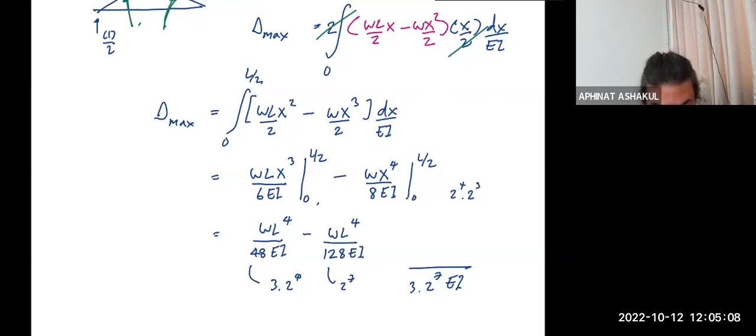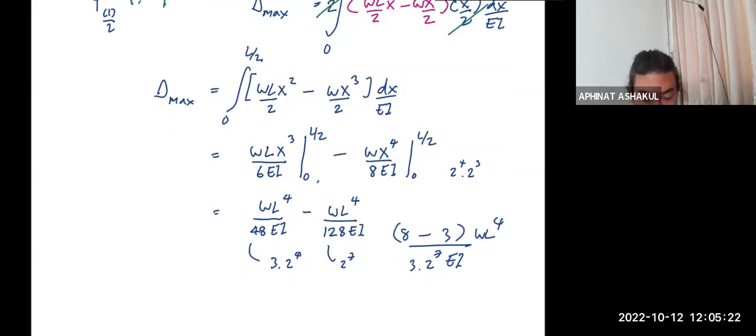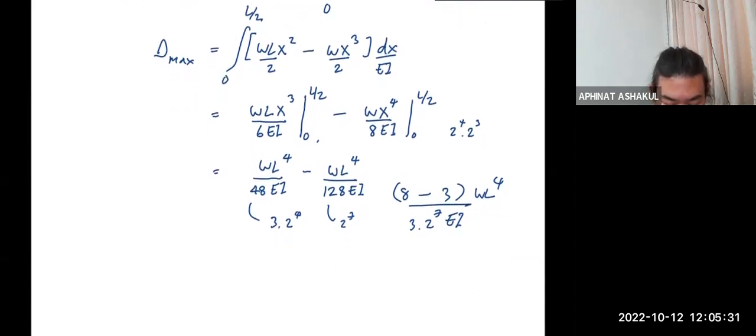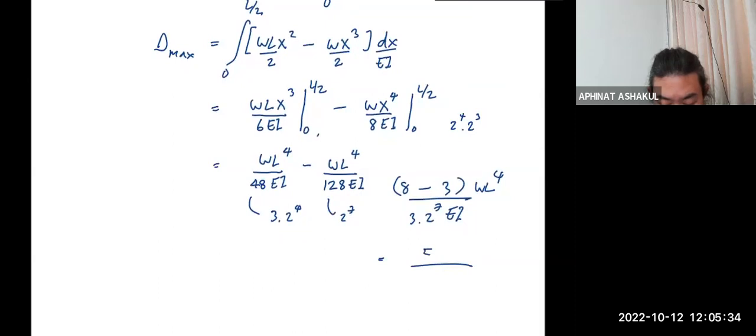Yeah. And so this is 8, right? You're missing 2 to the power 3 here. You miss 3 minus 3. That's your displacement, which is essentially 128 multiplied by 3, so that's 384. That's your famous number: 5wL to the power 4 over 384EI. That's the maximum deflection for a simple beam with a uniform load at midspan. Piece of cake, right?